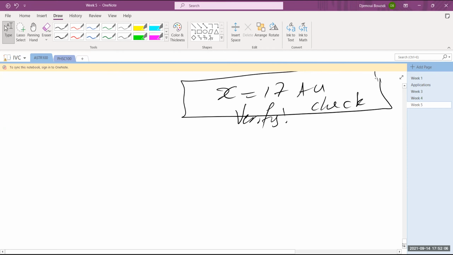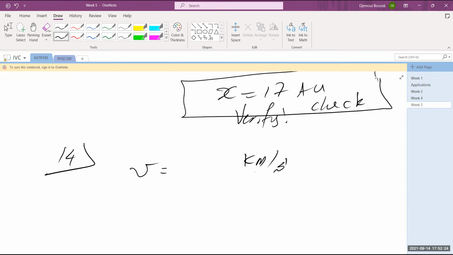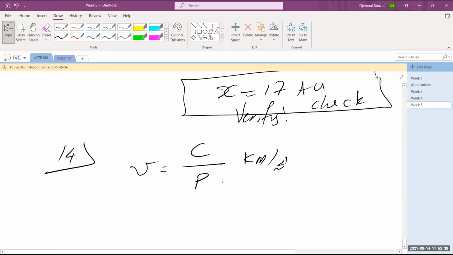So this is for 13. 14 is a little bit of a different problem. It says calculate the speed v in kilometers per second, not in astronomical units or years or anything like that. We're getting into kilometers per second of an asteroid in a circular orbit at 4 AU by dividing the circumference by the year. Okay, that's what they say we should do.